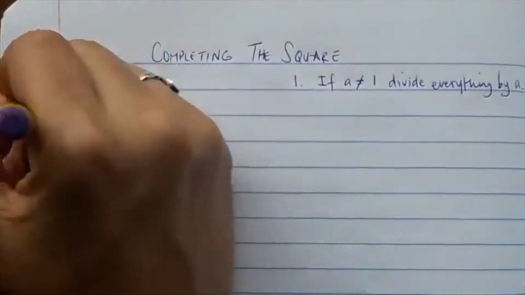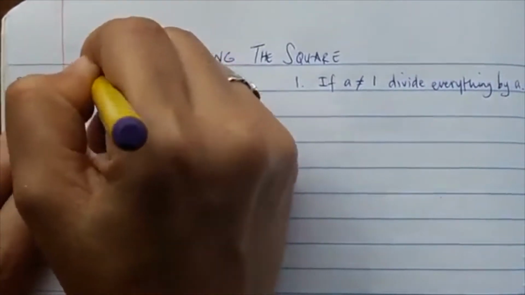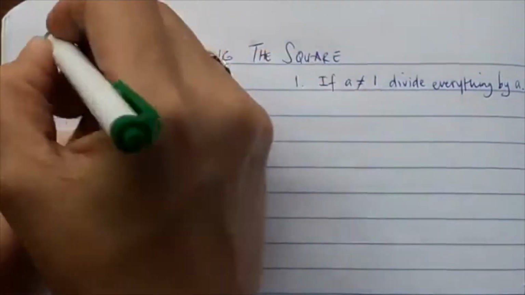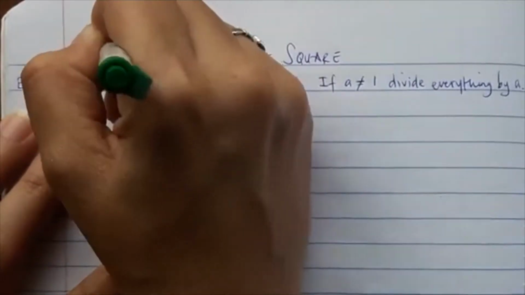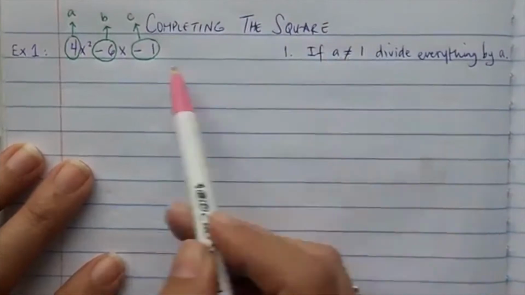Let's say we had 4x squared minus 6x minus 1. A is the coefficient with x squared. Don't forget the symbol. B is the coefficient with x, and c is the coefficient without a variable. Do not forget the symbol. So that's what I mean.